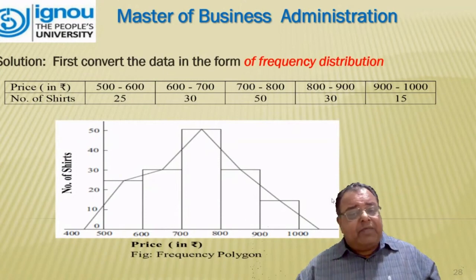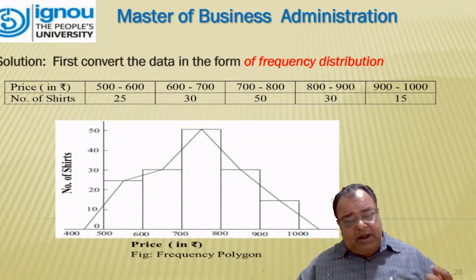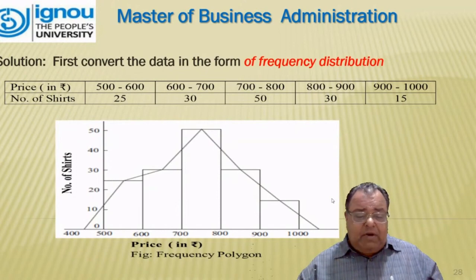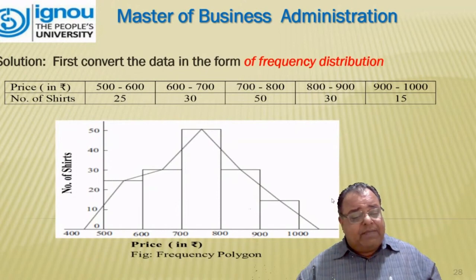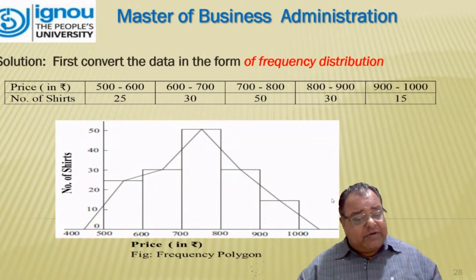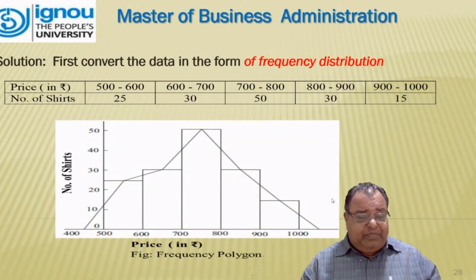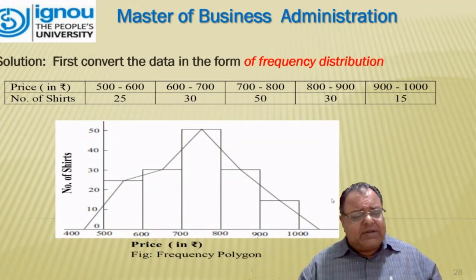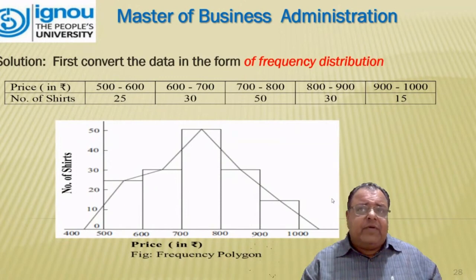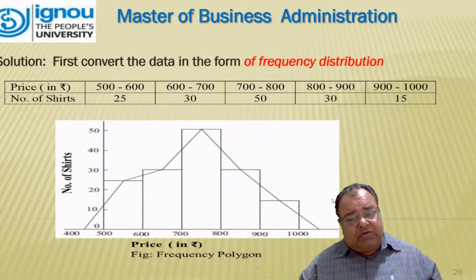Now, we have to plot a frequency polygon. For plotting a frequency polygon, on the x-axis, we will take the price, and on the y-axis, we will take the number of shares. Since our data starts from 500, we can shift this y-axis towards 500. And from 500 at a gap of 100, we can mark 600, and similarly move on to 1000.